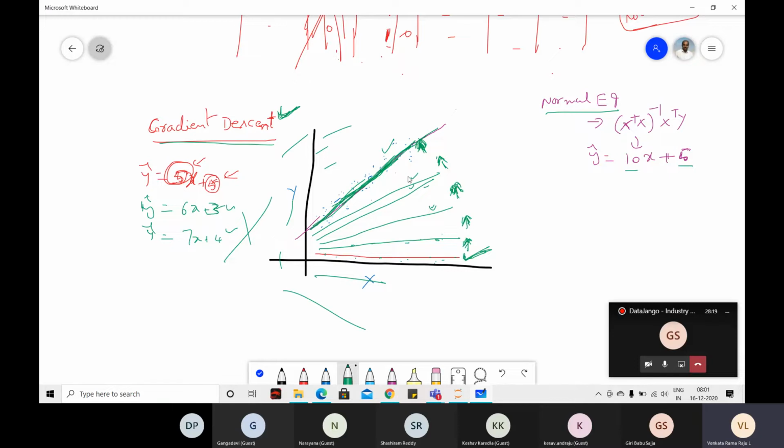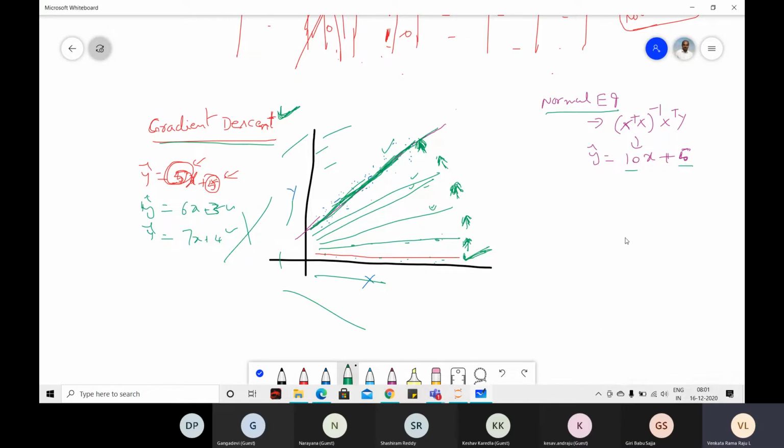Did you understand the statement? The consequence of reducing error is the best fit line. The algorithm is trying to reduce the error. That's it. It is not trying to find the best fit line. It is trying to reduce the error, and ultimately it found the best fit line.